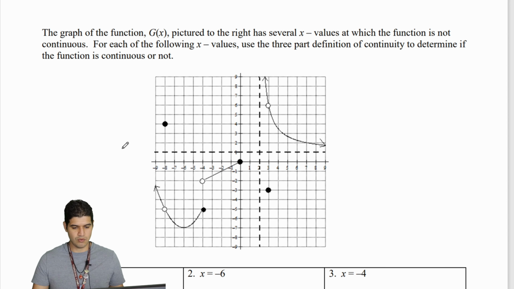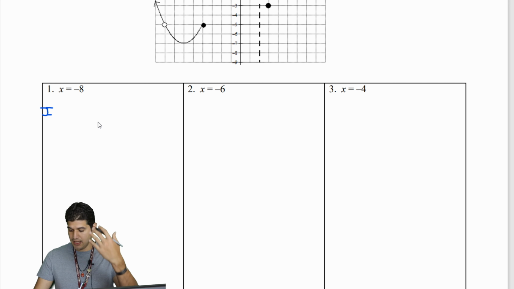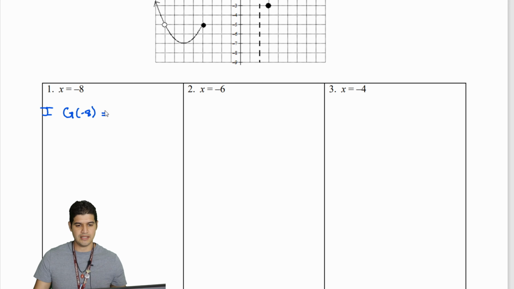So here we have a graph of the function g of x. And we're going to be looking at several x values, and we're going to be proving or disproving continuity using the definition we just used. So we're going to start our problem with x equal to -8. The first thing that we're going to do is use the first part of our continuity definition, which is to show that the function's even defined there. So let's look at g of -8, and let's see what that is equal to.